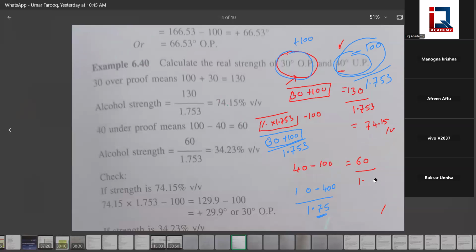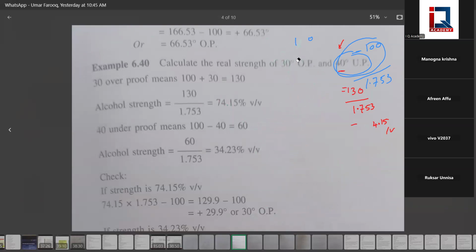So calculations are very important. If you don't understand, please revisit the channel, check the video again and calculate it so that you can understand them very clearly. So this is the simplest problem we discussed. You should remember certain things.